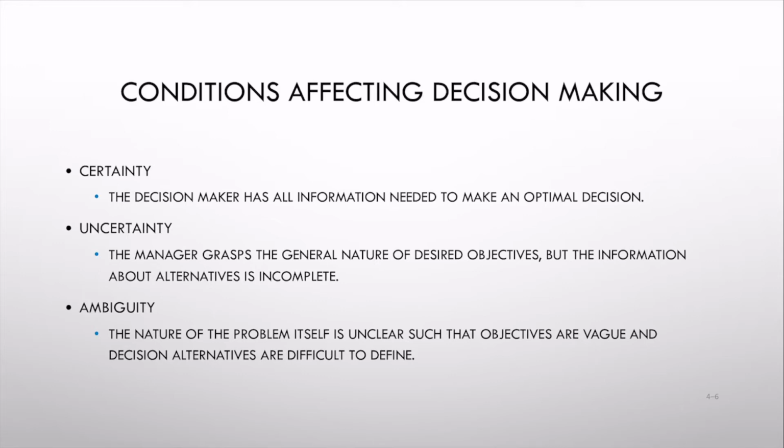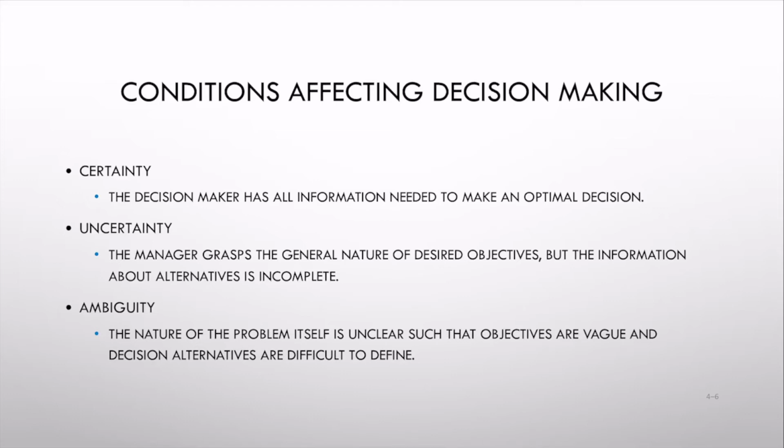Uncertainty. The manager grasps the general nature of desired objectives, but the information about alternatives is incomplete. You may not have, as we said, all the information that you need. You may not have conclusive support or conclusive alternatives that you know, if I choose this, this is going to be the outcome. And ambiguity. That's the nature of the problem itself, as being unclear, so that objectives are vague and decision alternatives are difficult to define. This is a hard predicament to be in.